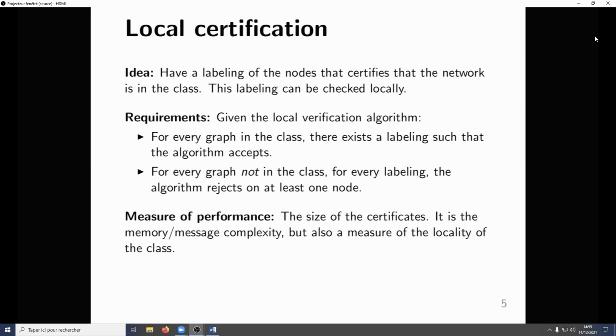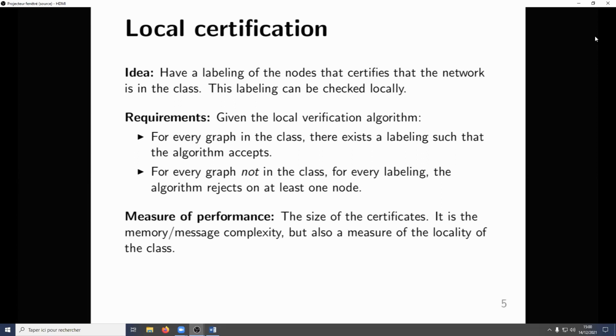And we want two conditions. We want that if the graph is in the class that we consider, then there exists a labeling such that the algorithm accepts everywhere. So there is a way to convince the nodes of the network that they live in a network that has the right property. And if a graph is not in the class, then for every labeling, the algorithm rejects in at least one node. So what does that mean?